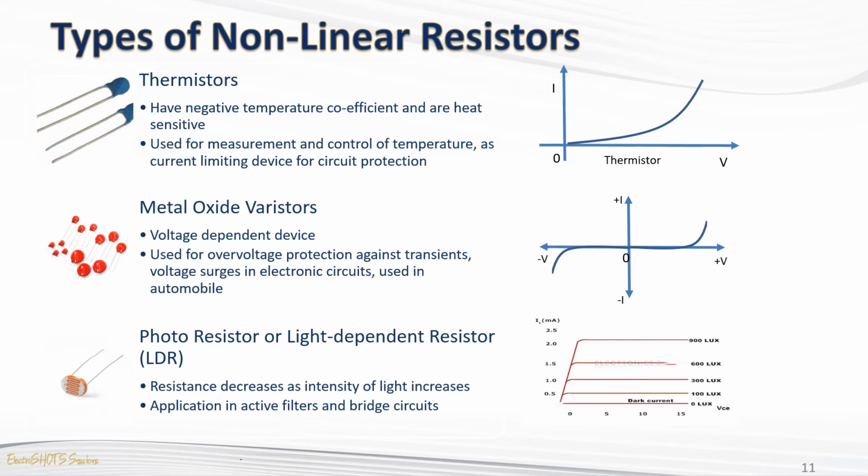The third type is a photoresistor or a light dependent resistor. As the name suggests, the resistance of such material depends upon the intensity of light. So how? As the intensity of light increases, their resistance decreases. You can see a V versus I plot. For different luminous intensities, you get different plots. They all look similar, but each plot is associated with some luminous intensity. So they find their application in active filters and bridge circuits.